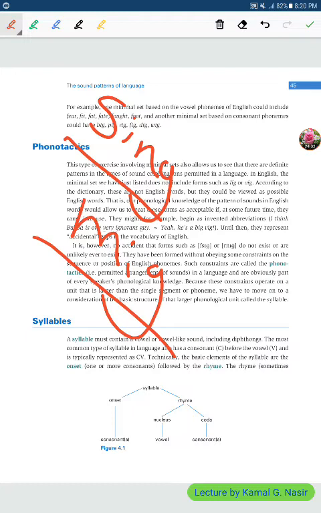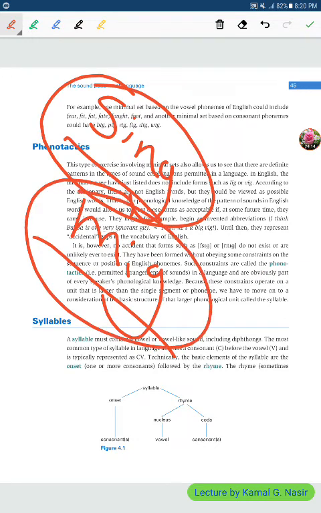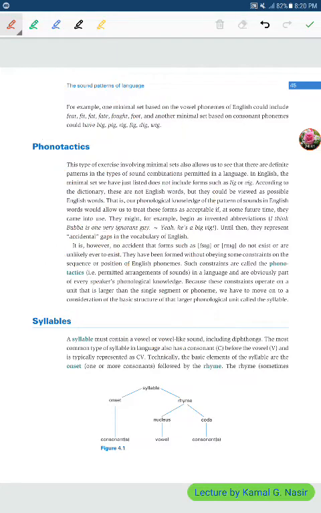But these words, they say that they are not obeying the same constraints on the sequence. Such constraints are called the phonotactics of a language. Phonotactics of a language. You know, phonotactics, if you look at the word phono from phonology, tactics, which is the tactic, you know, tactic, okay, it is a way or strategy of combining different words. Okay, so this is called phonotactics.